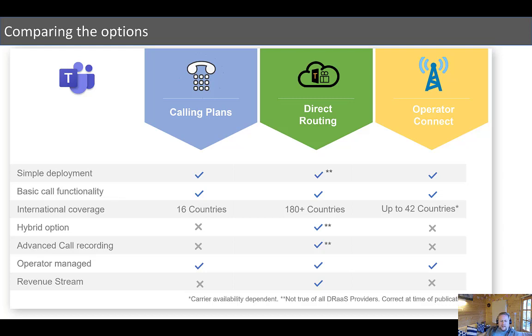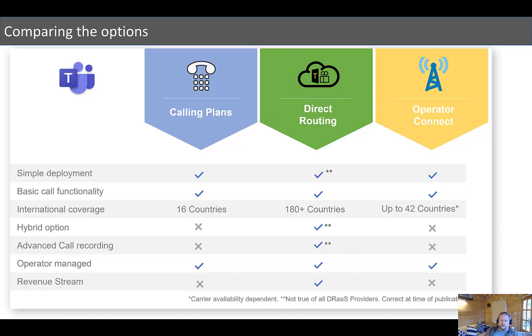So operator managed basically just means who's responsible for the infrastructure. And obviously in the case of a calling plan, that's Microsoft. Although Microsoft use in-country suppliers to deliver a lot of the functionality and the call breakout, they essentially are the ones who are responsible for liaising and managing that with the customer.